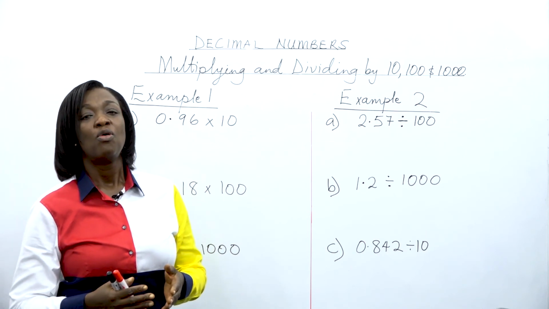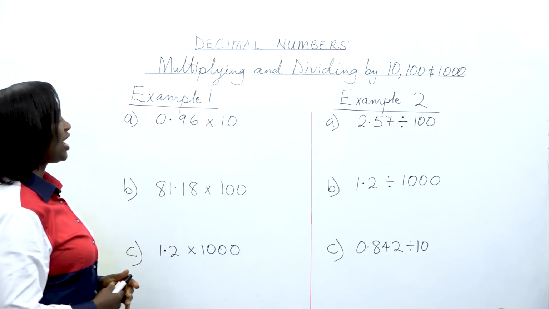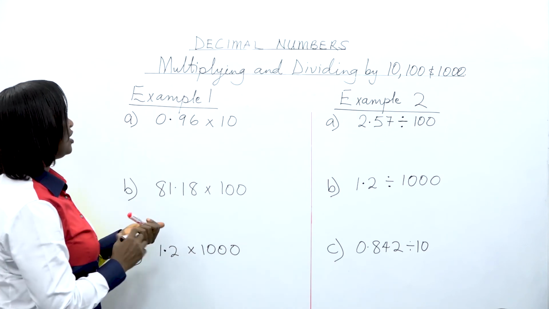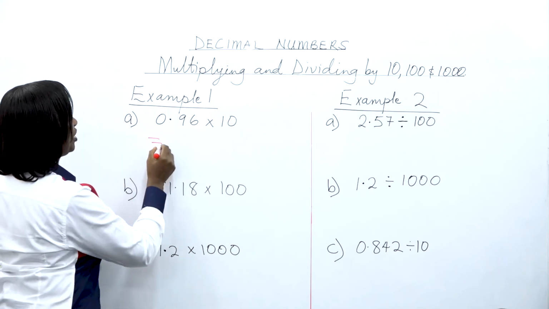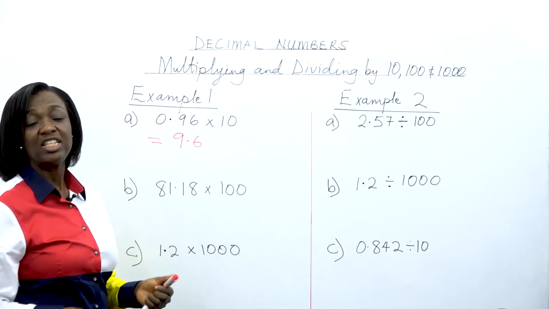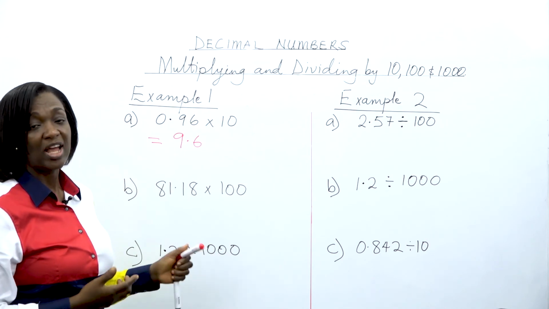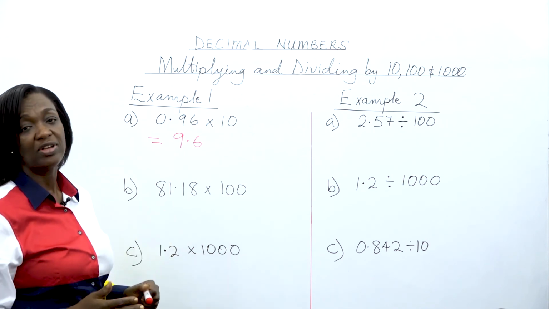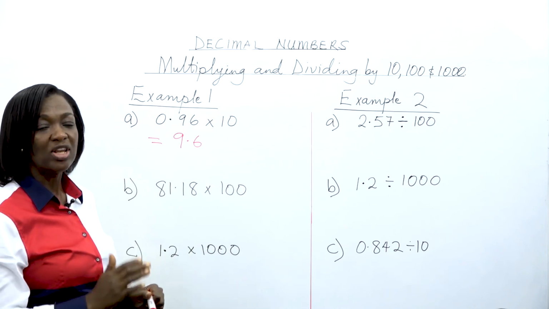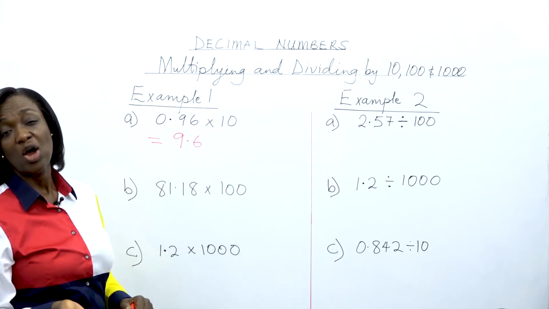So 0.96 times 10. If the number gets 10 times bigger, the answer will be 9.6. There's an easy way of just moving the decimal point around to get your answer. But in the real sense of it, the decimal point does not move. It is static. It's only the digits that change place value when they're either getting bigger or smaller.